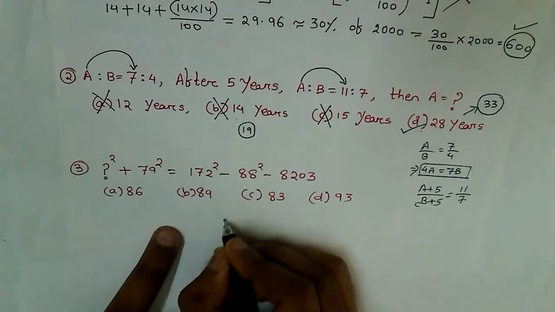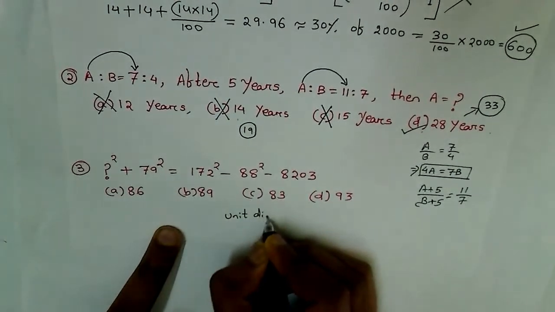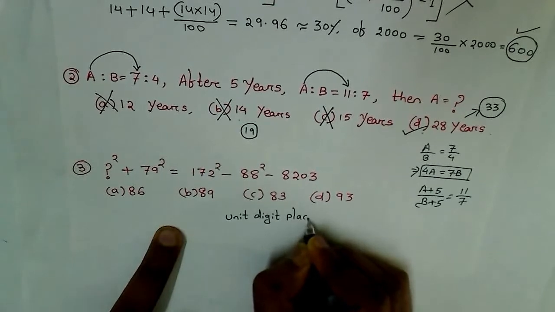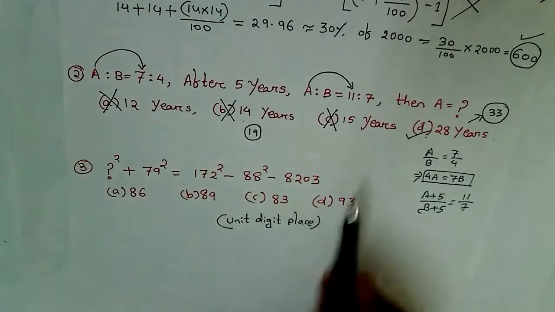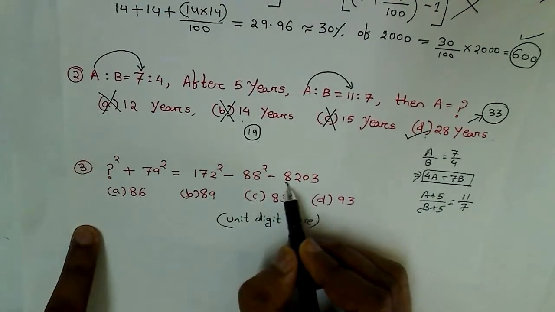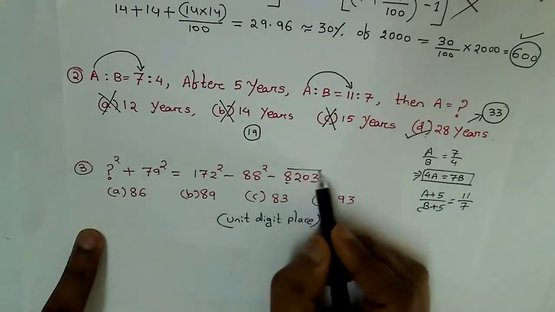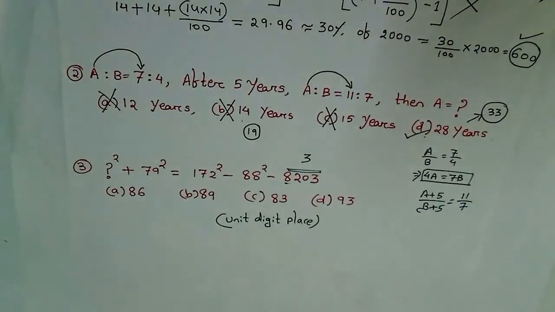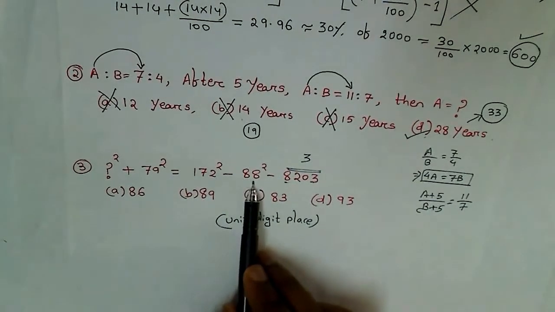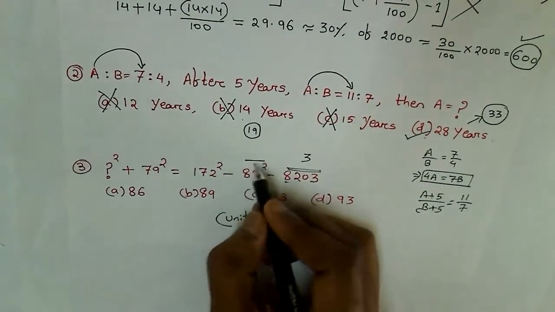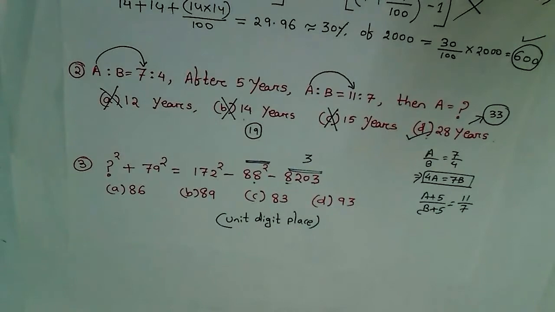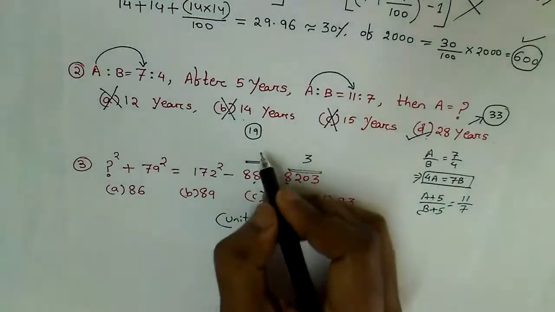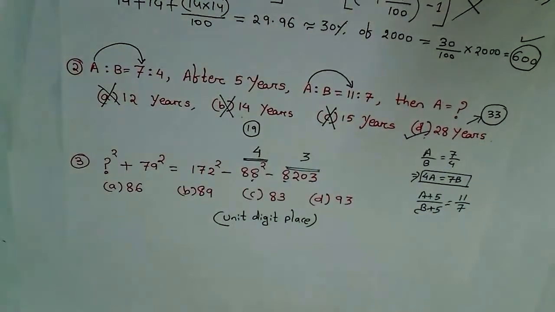So we have to calculate the unit digit place. Okay, now see here in this term, what is the unit digit? Here the unit place digit is 3. So for this one, the unit digit number is 3. Simple. Now come to this point, 88 square. By using common sense, what will be the unit digit place when you calculate 88 square? 8 square is 64. In 64, unit digit place is 4. So here we will get the unit digit place as 4.